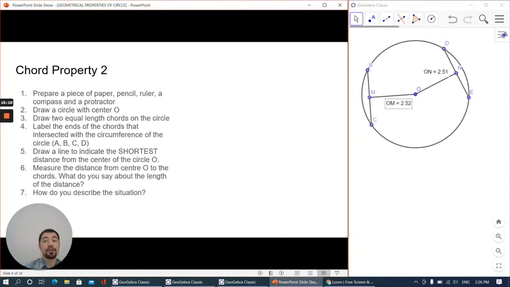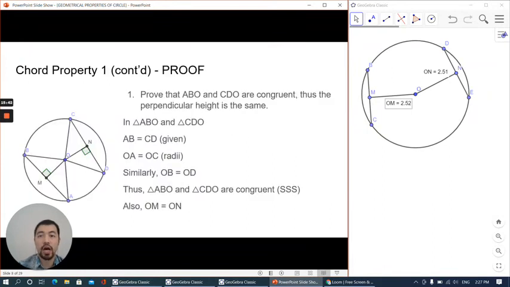So how do you describe this situation? When the chords BC and DE are equal, what do we get here about the distance? They are equal in distance. Maybe we can shorten that up: the equal chords are equidistant from the center. All right, so how do we prove this?